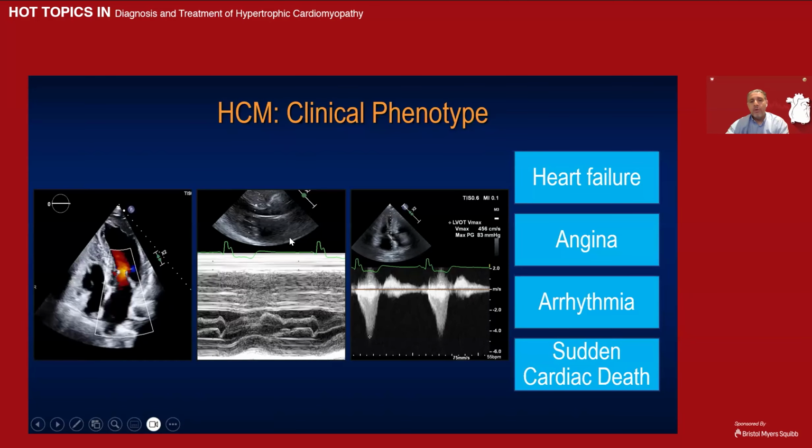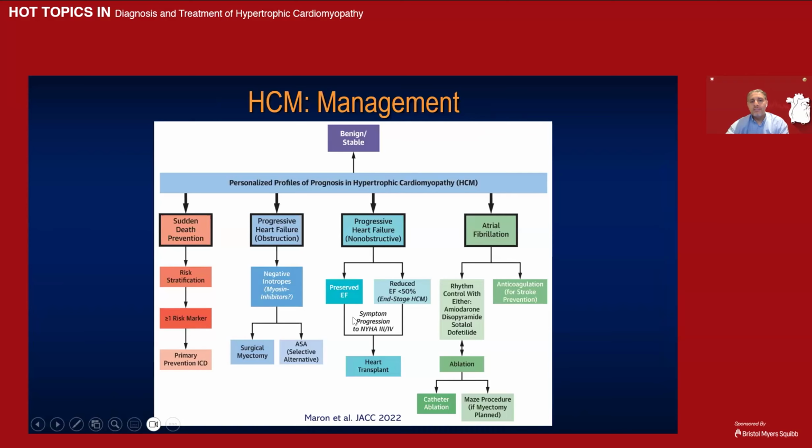So when we try to manage these patients, what we try to do is to cover these pillars, those are the four tenets in HCM management. Assess the risk of sudden cardiac death and act accordingly. We will briefly touch on that. Decide whether the patient is obstructed or non-obstructed and provide the appropriate treatment, and assess the risk and the presence of atrial fibrillation and provide necessary anticoagulation, as we will see.